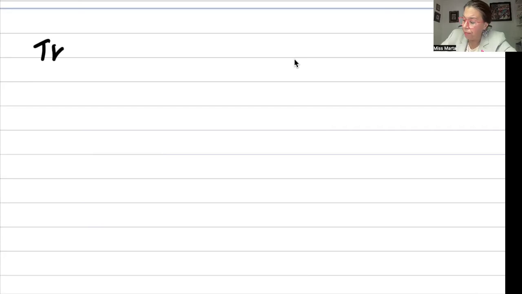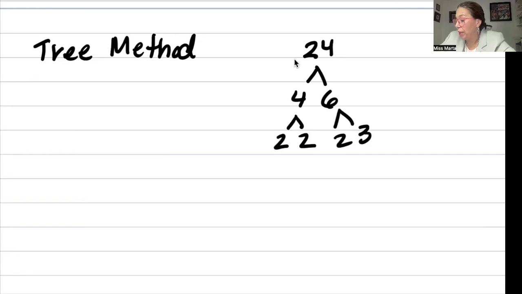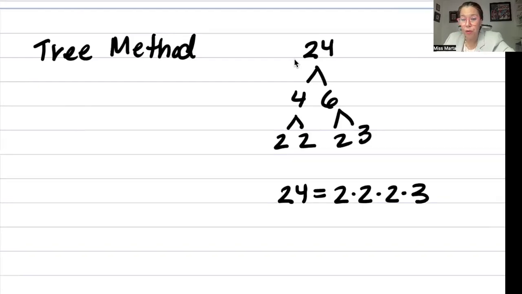A tree method lets you break down the factors in any order. So let's take a look at 24. 24, I can make that 4 times 6. I can make that 2 times 2, and that is 2 times 3. Okay, so it's unorganized. It's in any order. So 24 is 2 times 2 times 2 times 3. And here are the prime factors of 24.